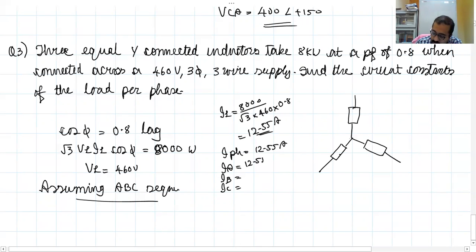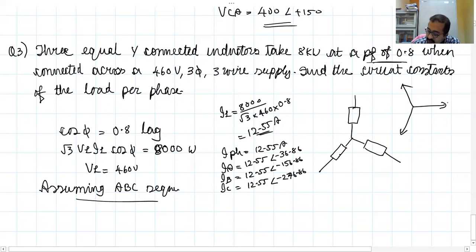The magnitudes will all be 12.55. What will be the respective angles? That is why we use the power factor angle, 0.8 lagging. So IA will be 12.55 angle minus 36.86. IB will be 12.55 angle minus 156.86. And IC will be 12.55 angle minus 276.86. Don't get confused.